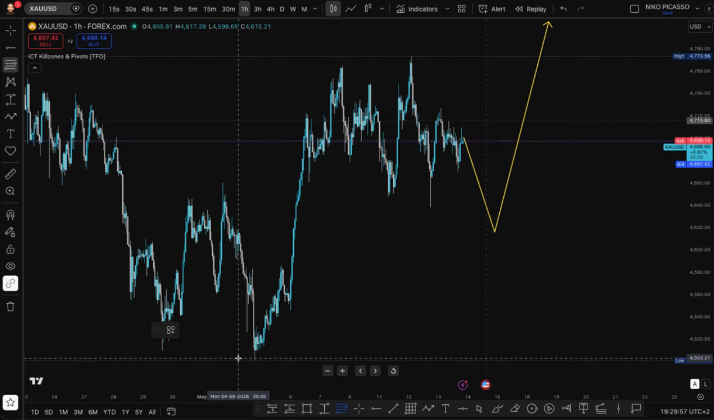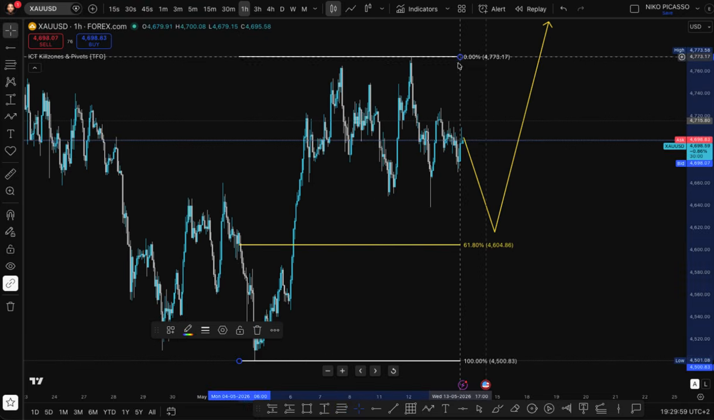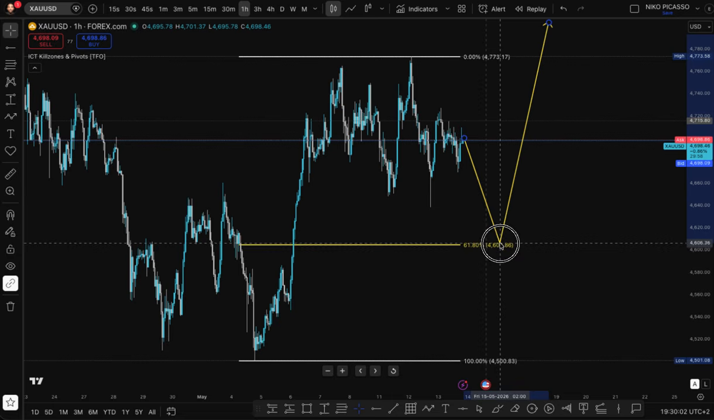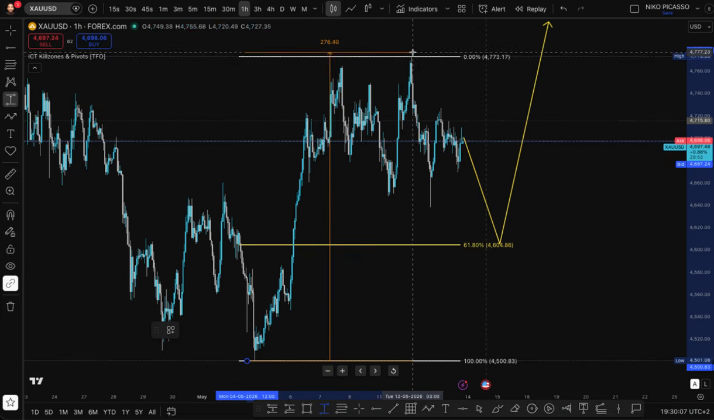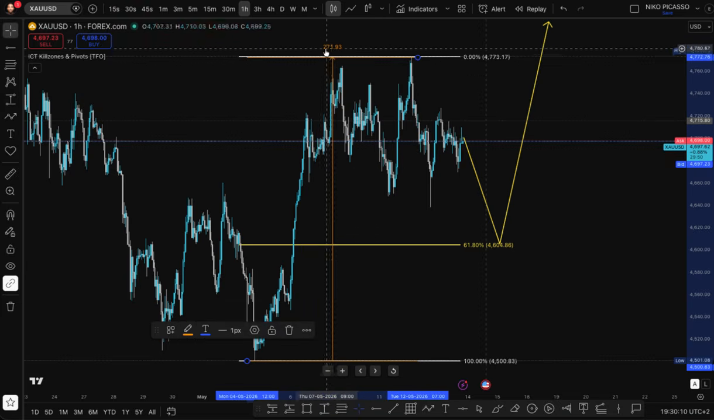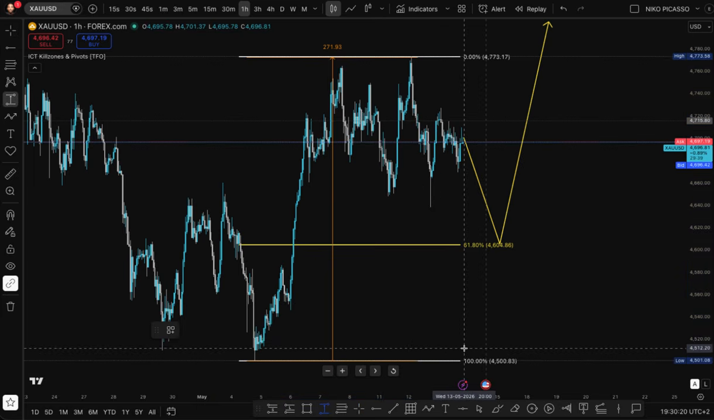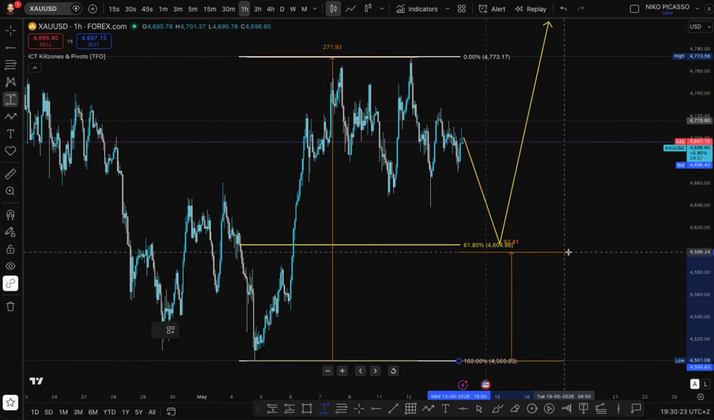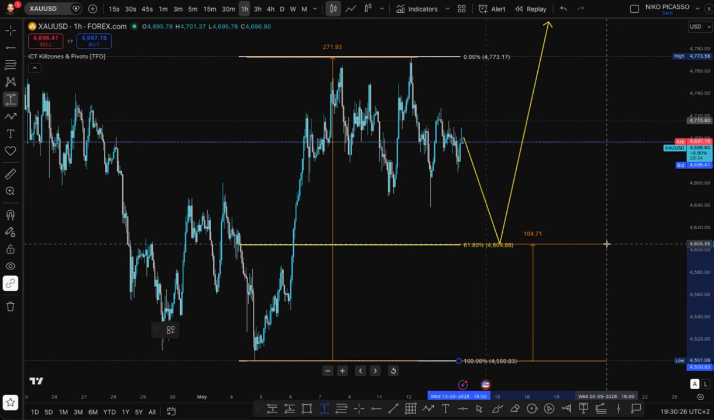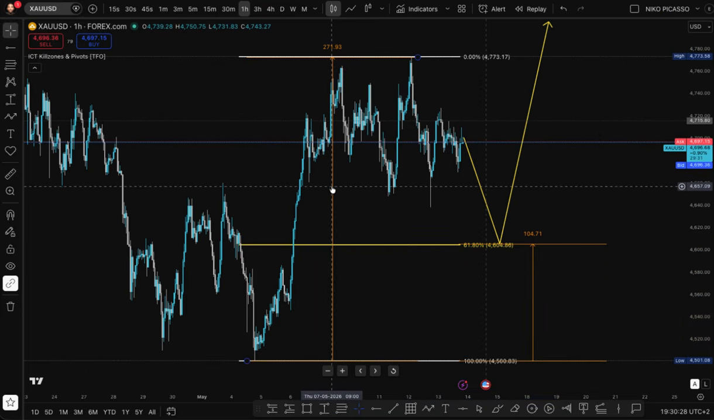Another way we can calculate it is just using the fib from this low to this high, and we can see the 61.8 is right here, right? So now if we use also the range, it will give us the same price because it's based on Fibonacci 271. We can divide that 271 divided by 2.6, and that's 104. So 104 we're gonna take here, and then we can see 104 is around this price. As you can see, it's the same, right? So you use the fib when you want to follow the trend.